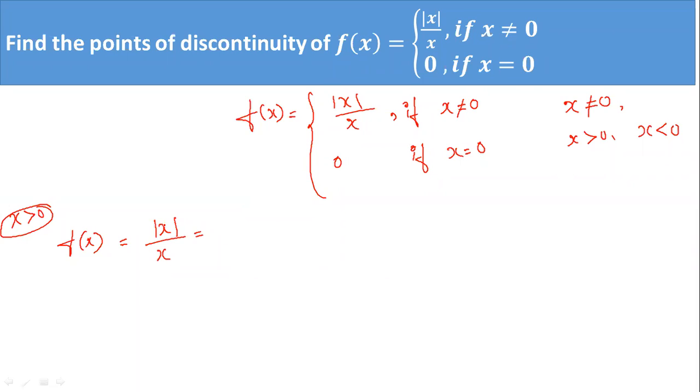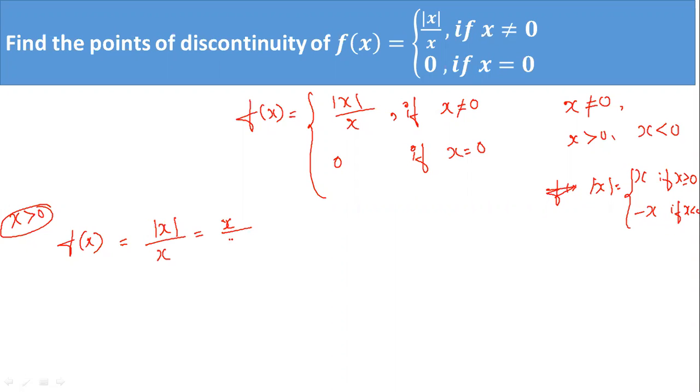When x is greater than 0, what is mod x? It is x. Good, Subramanya. Because we know the definition of mod x: mod x is x if x is greater than or equal to 0, and it is minus x if x is less than 0. Okay.